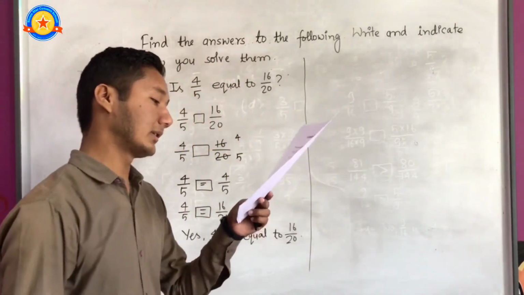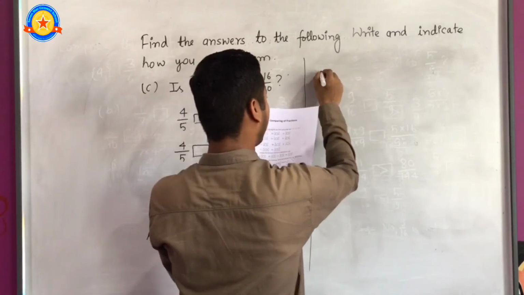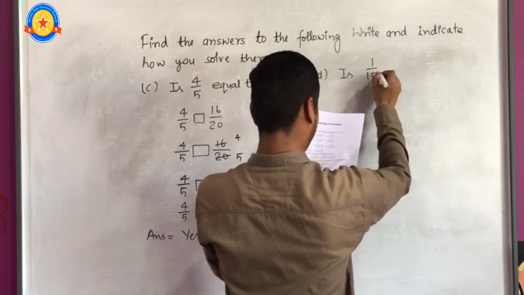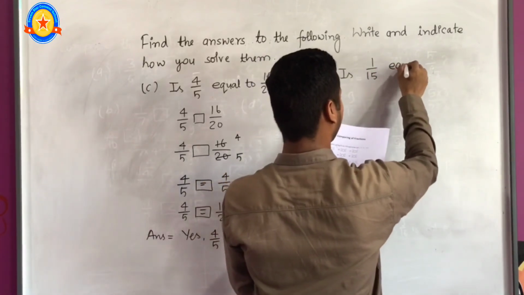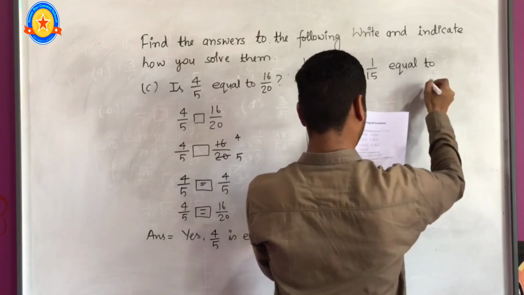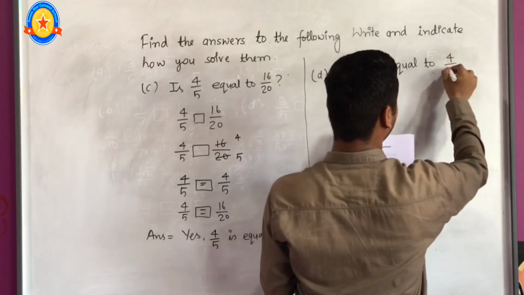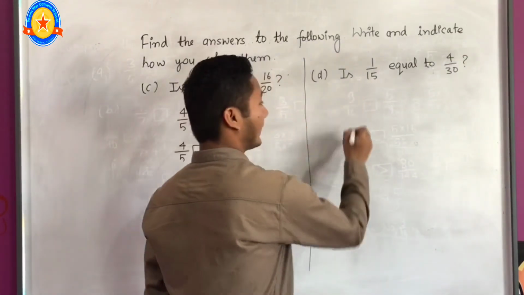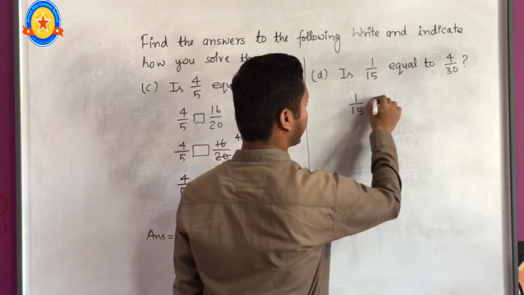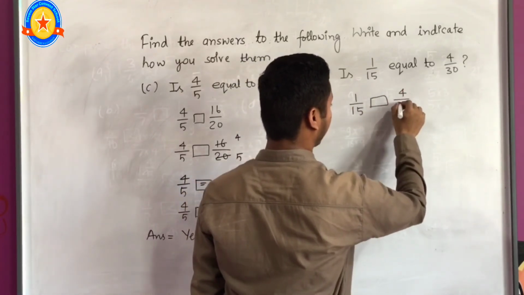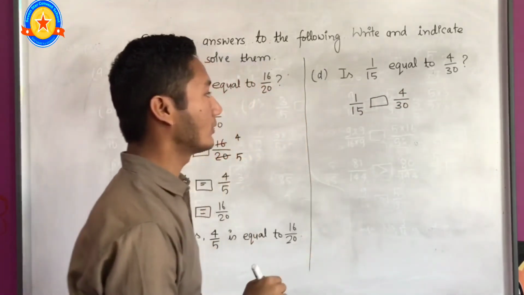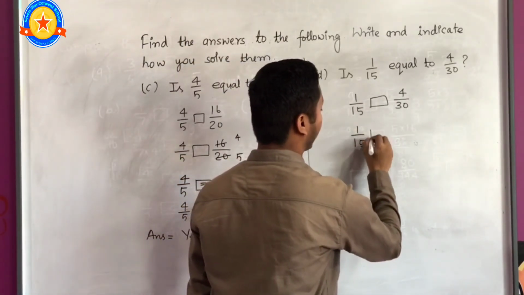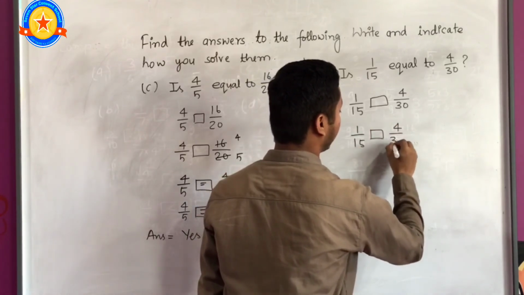Our next question is D part, is 1 by 15 equal to 4 by 30? Here again we write 1 by 15 blank space 4 by 30. In this case also we can make this fraction in the simplest form. It becomes 1 by 15 blank space 4 by 30.